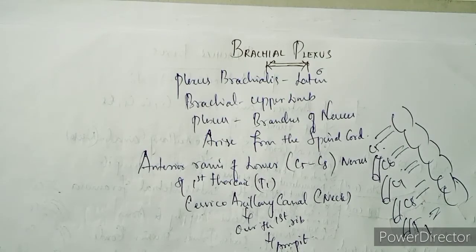Now we have seen the formation. What is the function of this brachial plexus? As I said, it contains the branches of nerves, so it supplies the nerve supply of the arm, that is, motor and sensory innervation to the upper limb. Keep it in mind: it provides motor and sensory innervation to the upper limb.